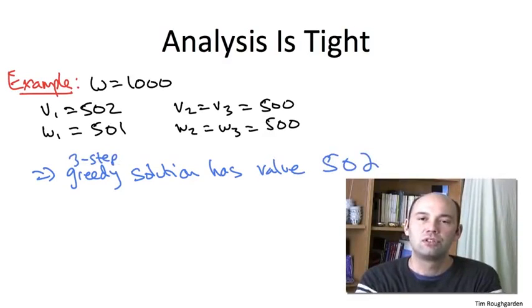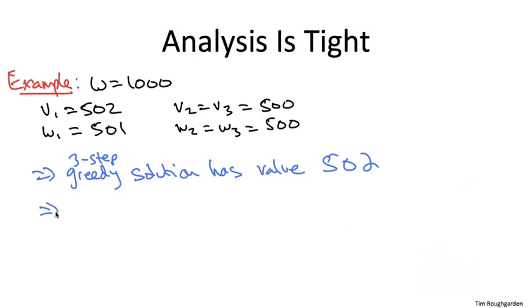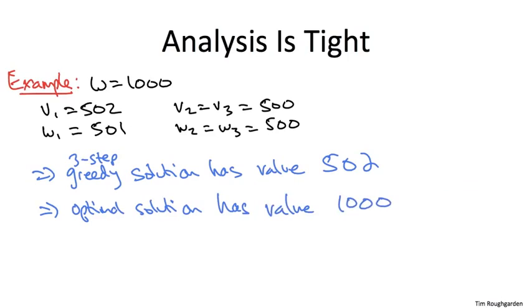And I'm sure you've noticed that there's a better solution if you eschew item 1 and instead choose items 2 and 3. They both fit in the knapsack. They fill it fully for a combined value of 1,000, which is essentially twice as big as the value of the greedy solution. So what does this example teach us?